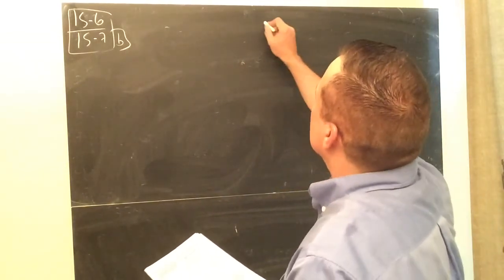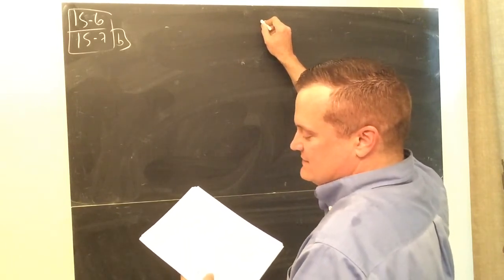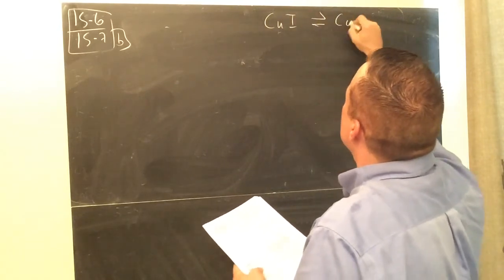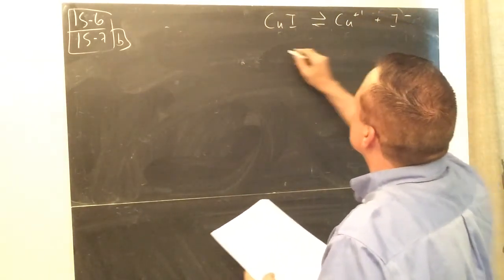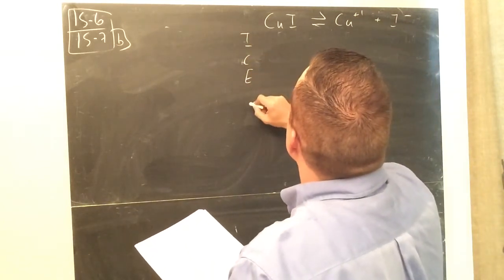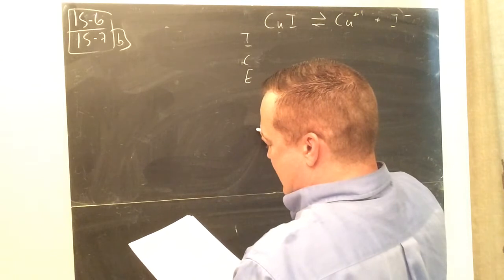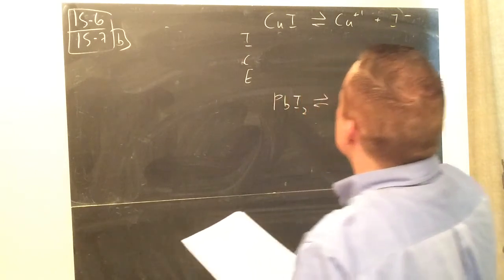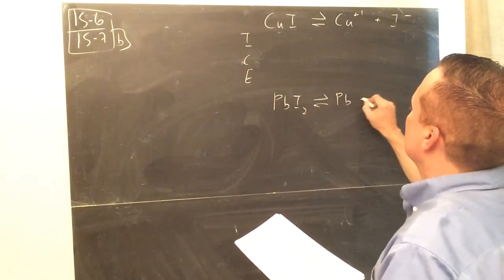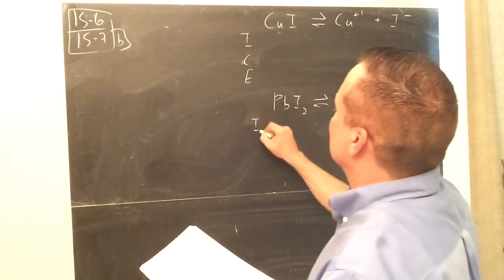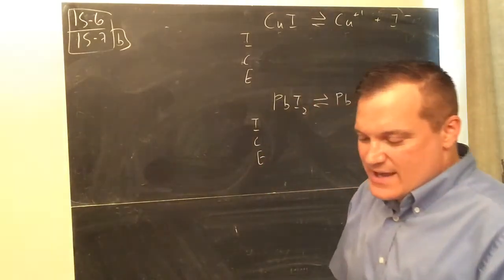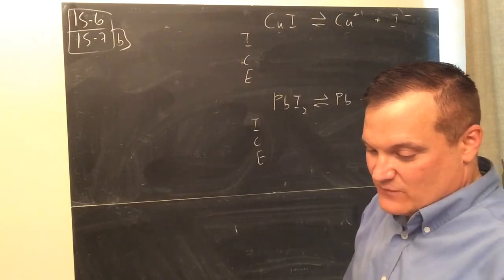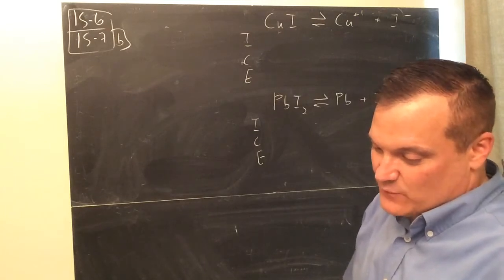So here's what goes on. They're giving you 2 Ksps, so I'm going to write down 2 equations. Copper 1 iodide to give you copper 1 and iodide, and the ICE box for that one. And then you also have lead 2 iodide, and of course that ICE box will be Pb plus 2I negative. One has a Ksp value of 5.3 times 10 to the negative 12, and the other is 1.4 times 10 to the negative 8.